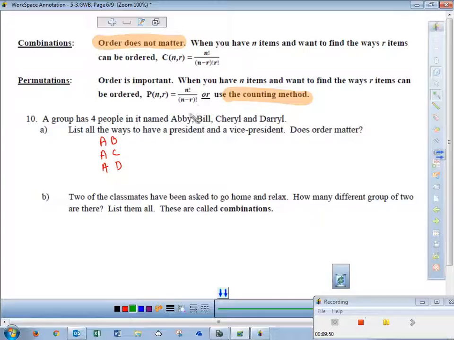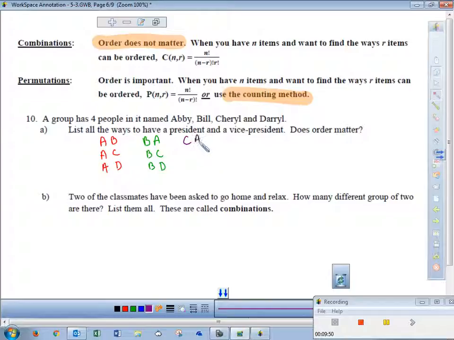Well, what if Bill was the president? So if Bill was the president, now here's a question. Abby could be his vice president. Does order make a difference in that situation? These are the same 2 people, Bill and Abby, Bill and Abby, but doesn't order make a tremendous difference? Because in this case, Abby's the president and Bill's the vice president, and here Bill's the president and Abby's the vice president. So doesn't order make a difference in that situation? So order matters. So Bill could be the president and Cheryl could be the vice president. Bill could be the president and Daryl could be. So there's more possibilities.